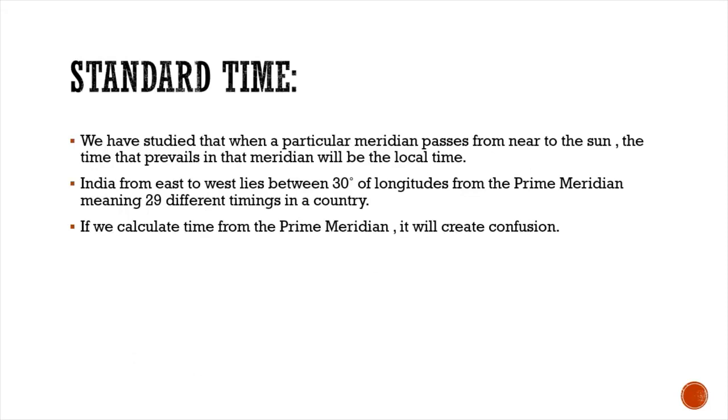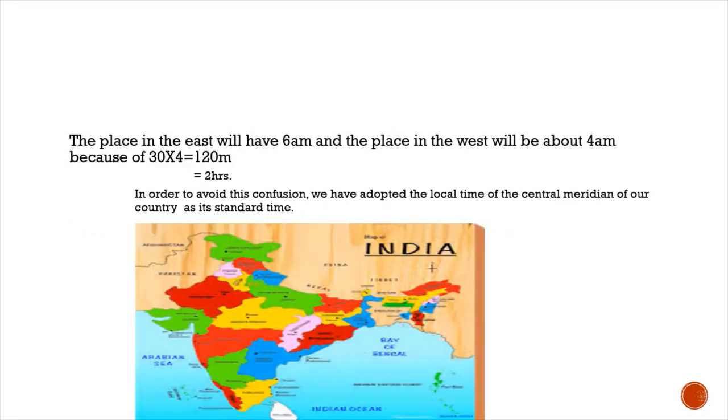The next one is standard time. Now, we have studied that when a particular meridian passes near the sun, the time that prevails in that meridian will be the local time. Now, India from east to west lies across 30 degrees of longitude, meaning 29 different timings in a country. If we calculate time from the prime meridian, it will create confusion. So instead of that, we had a time of our own.